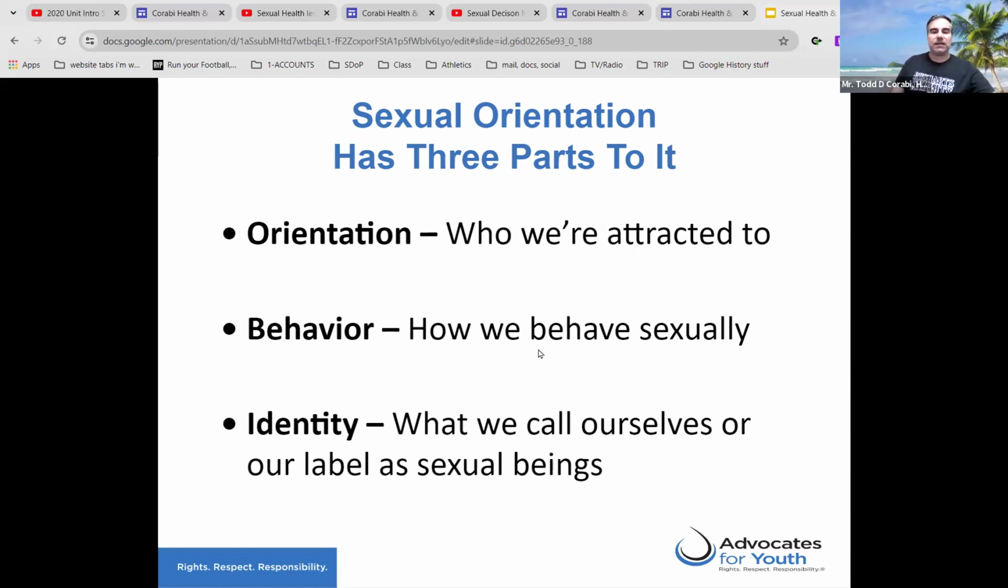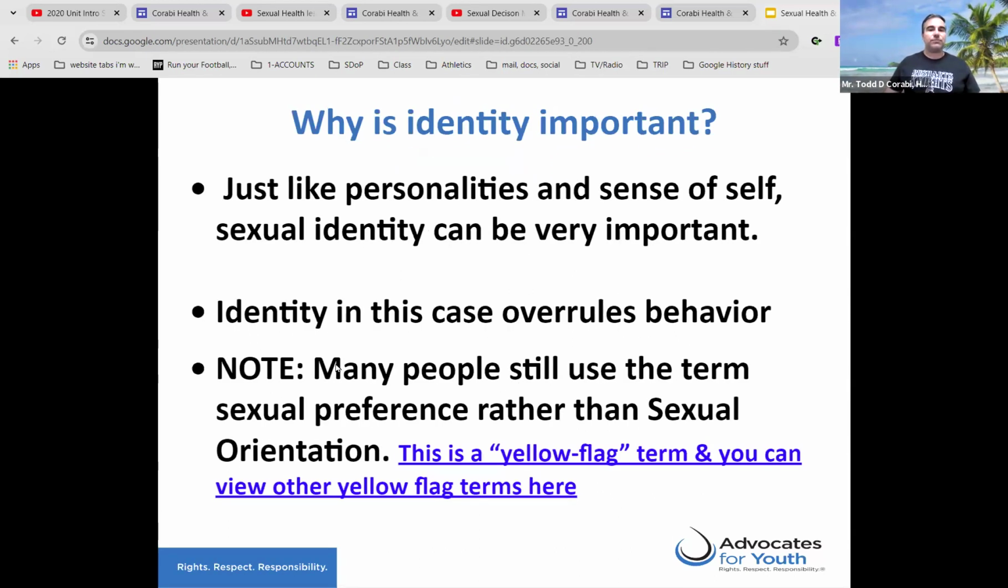And then there's identity. That's the label we have, what we call ourselves as sexual beings. The common ones are heterosexual, homosexual, and bisexual. We have to recognize that gender identity and sexual orientation are different things. You might identify as a particular gender, but sexual orientation is something different. Just like our personalities and sense of self, our sexual identity can be really important. And identity, in this case, overrules behavior.